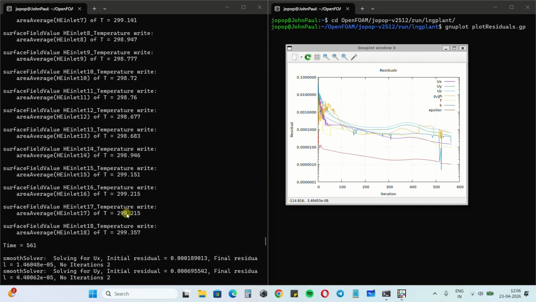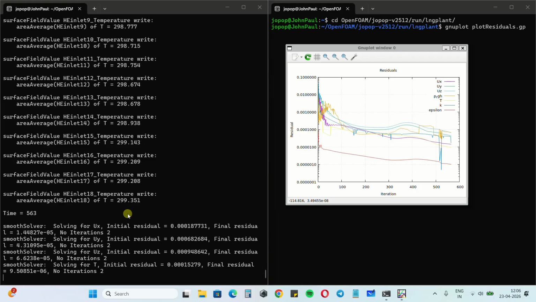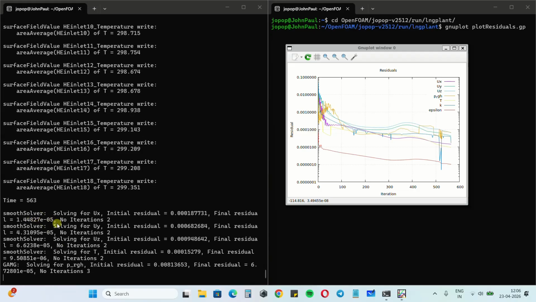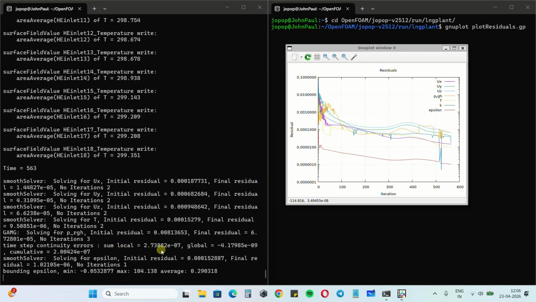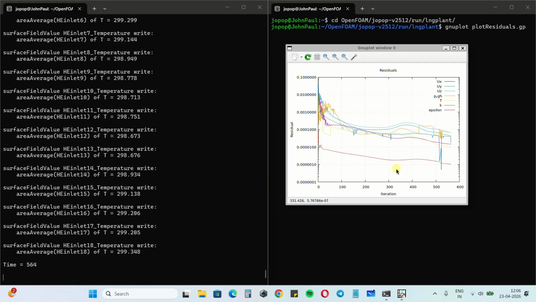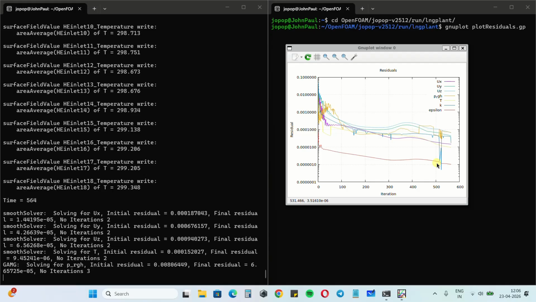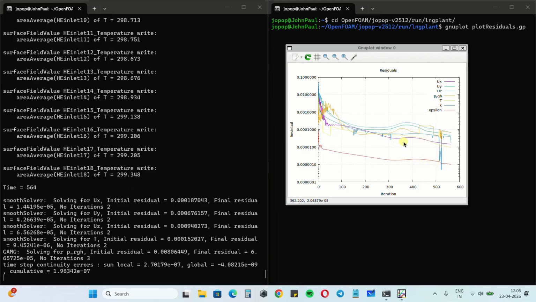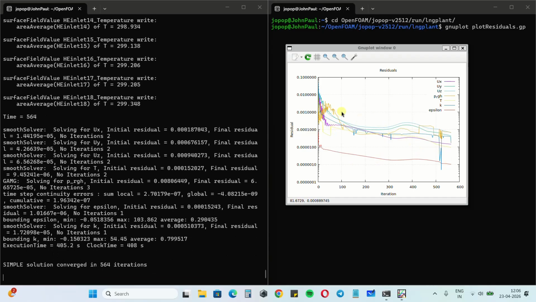Okay, so let's wait for final convergence. The residuals are right now on the order of 10 to the power minus 5, and everything is looking fine, and with the plot you can actually see it's really good. In one of the runs that I did, at some point the temperature showed some oscillations, then I reduced the under-relaxation factor, and then it became converging again. So it helps to have this plot.